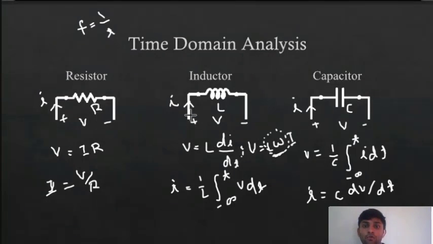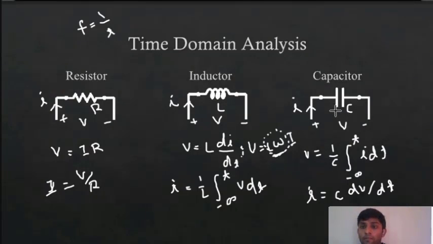If f is 0, it means the reactance will become 0. So if reactance becomes 0, it means it will behave as a short circuit. So at infinite time, at the steady state, your inductor behaves as a short circuit.